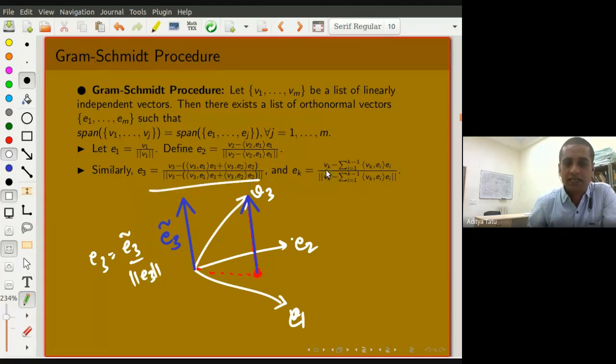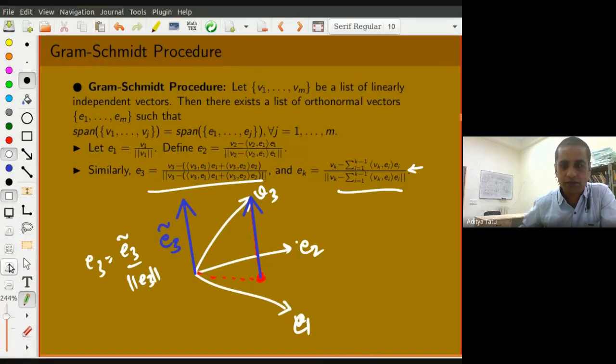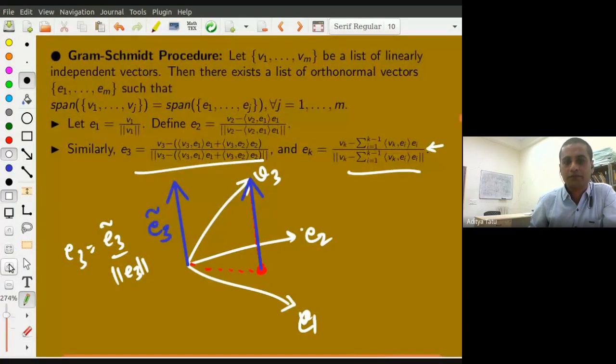And in general, the idea is Ek would be Vk minus the inner product of Vk with Ei into Ei, summed over i going from 1 to k minus 1, divided by its norm. I hope the fonts over here are visible. If not, I can zoom in a little bit. But I hope you got the idea of what we are trying to do over here.